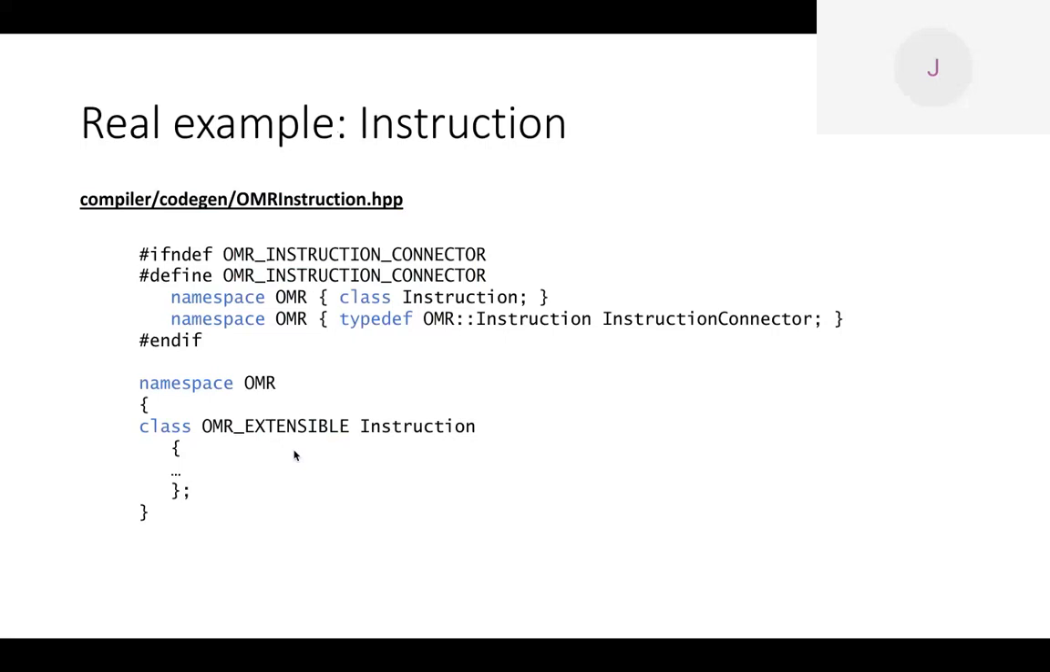So this is an example of the instruction hierarchy. Starting at the very base layer in the OMR project, we're looking at the header file that describes the API for the instruction class. It lives in the CodeGen directory, and this particular file name is omrinstruction.hpp.